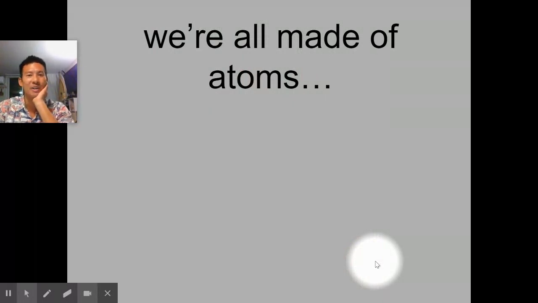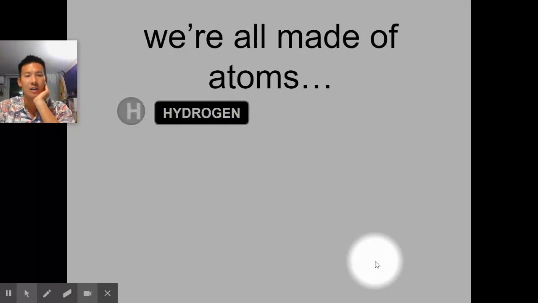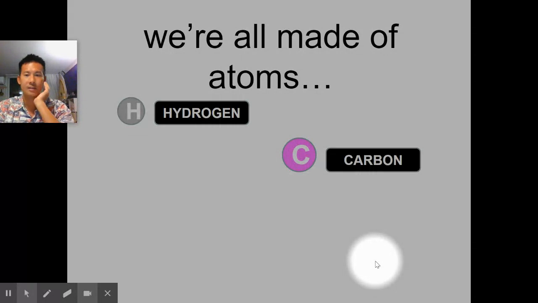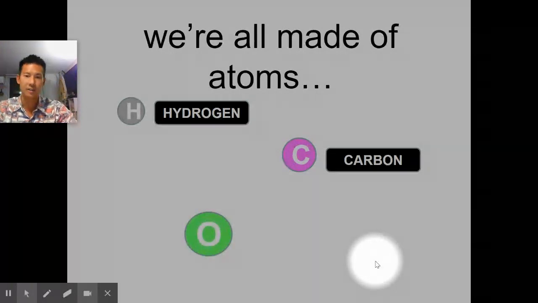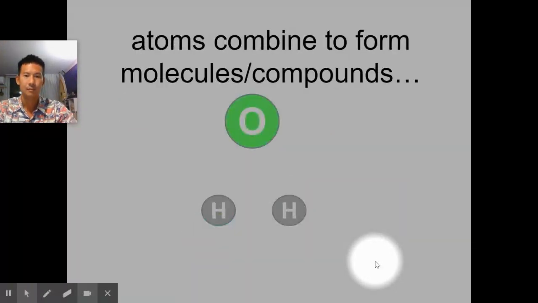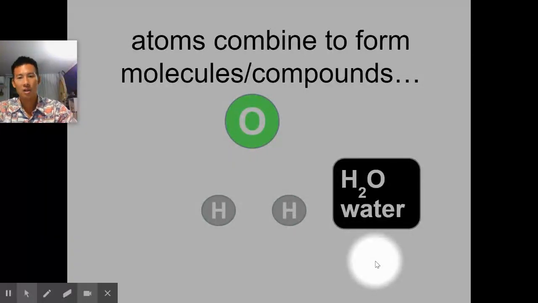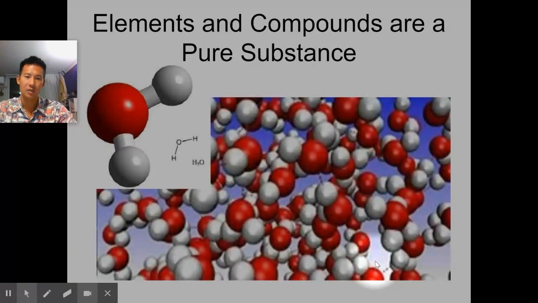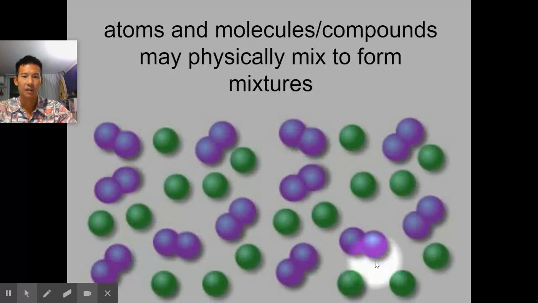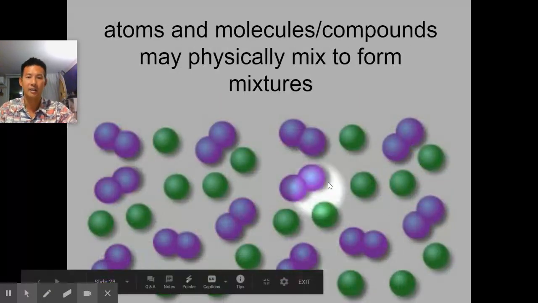Here's a quick recap. We're all made of atoms, different kinds of atoms known as elements. There's hydrogen element, carbon element, oxygen element. Atoms and elements combine chemically to form molecules and compounds, like water. So right here is an example.